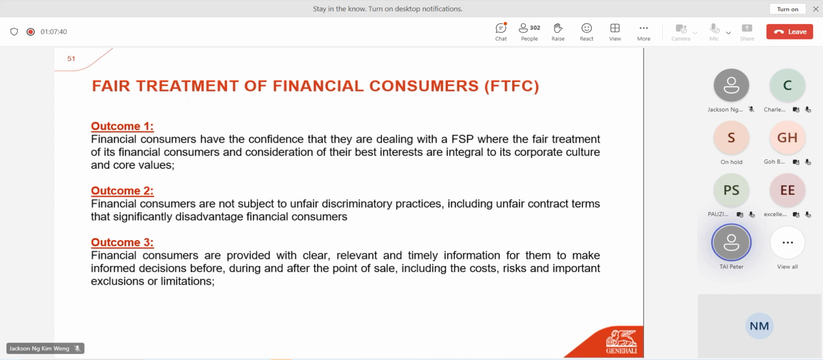Okay, now the client must not be subject to unfair discriminatory practice. I'm going to share one example with you. Somebody asked me, if we sell a medical policy and the age band is older, so we charge higher than for a younger age, isn't it unfair and discriminatory? Okay, so now my answer is this.